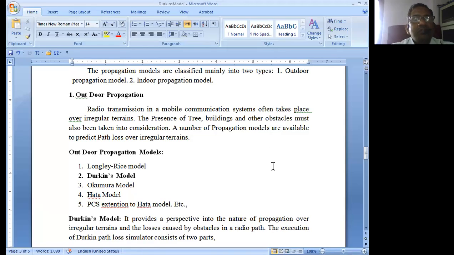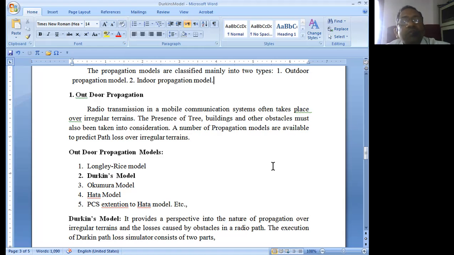Now this Durkin's model comes under outdoor propagation, and outdoor propagation comes under the radio propagation model. What do we mean by radio propagation? When the signal is transmitted from a transmitting antenna until it gets received at the receiver, whatever model you use for the signal to be received very effectively and efficiently is simply called a radio propagation model.